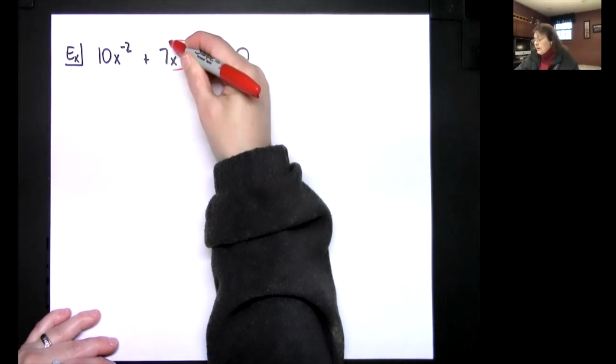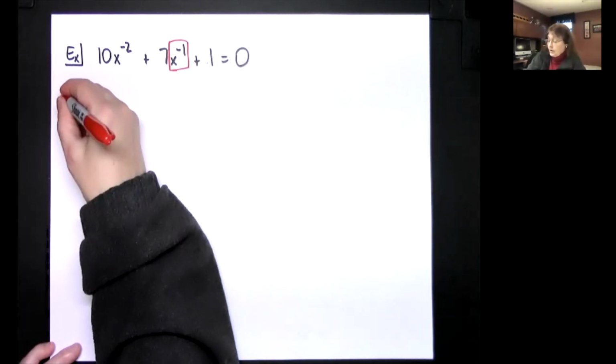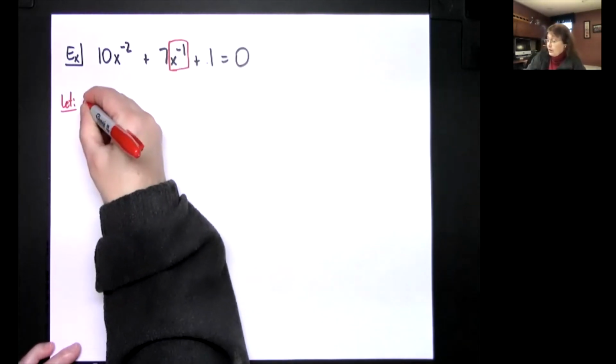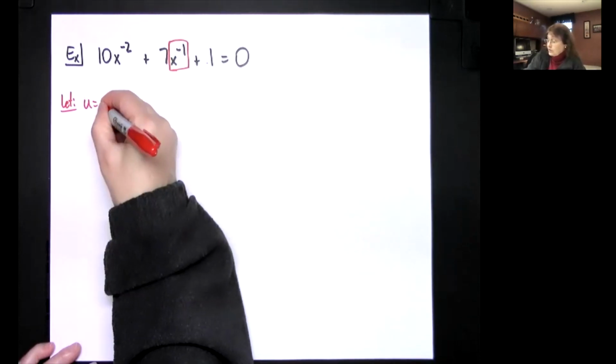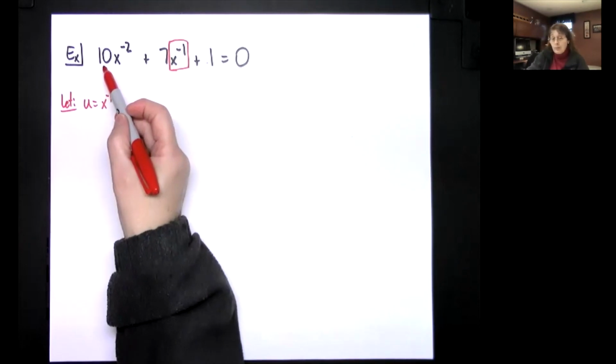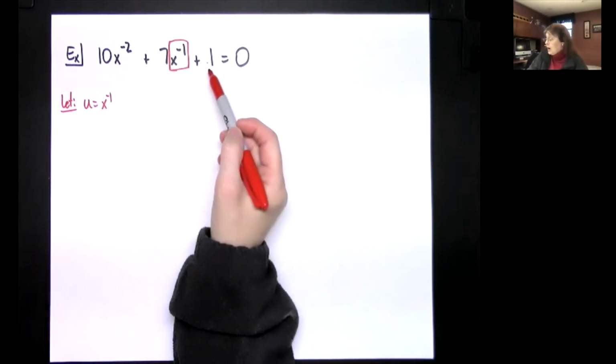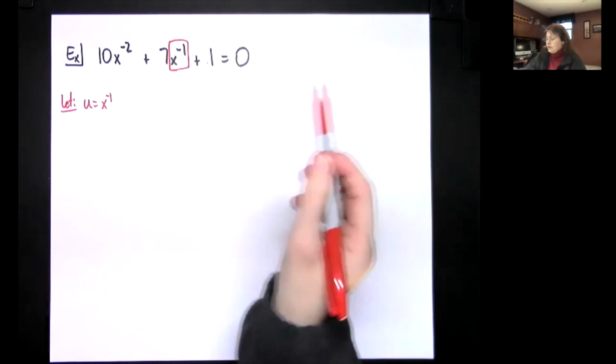All right, so I'm going to find that middle term. That's what I'm going to initially let U be. So I'm going to let U equal x to the negative 1. Then everything's going to stay the same just like it always has. I'm going to keep that 10 coefficient, keep that 7 coefficient, keep the 1, and I'm going to put in U squared.